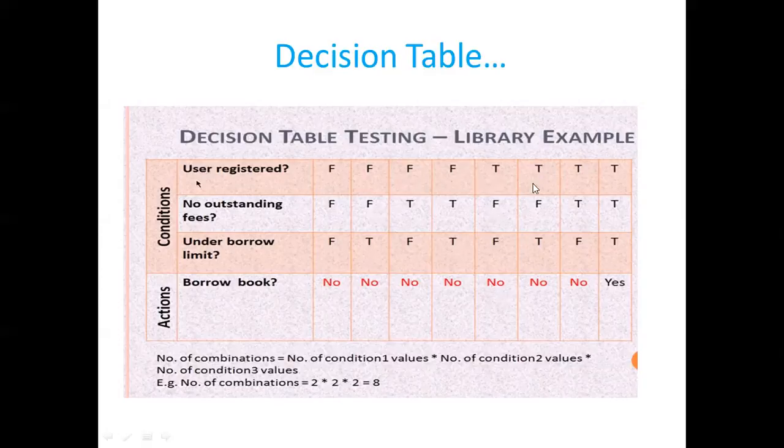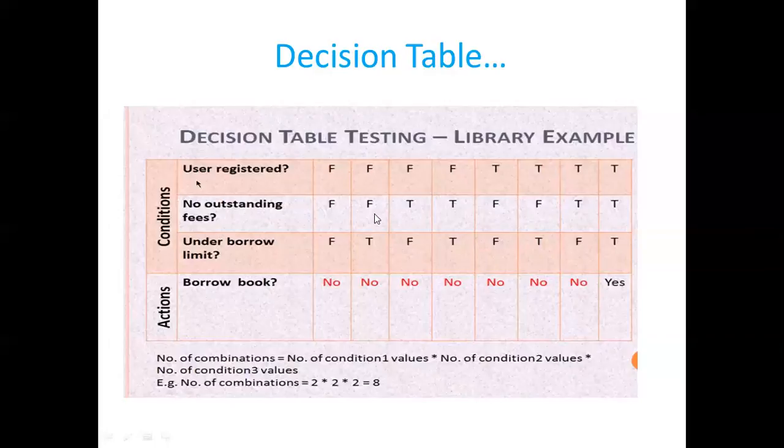So user is registered and he has some outstanding amount, but he is under the borrow limit. Even so, he can't get the book. He is registered and doesn't have any outstanding fees to pay, but he has crossed the borrow limit. So no. He is registered, there is no outstanding fee and he is under the borrow limit, that means he has taken fewer than 4 books, then he can take the book.